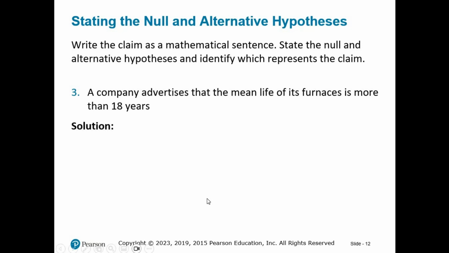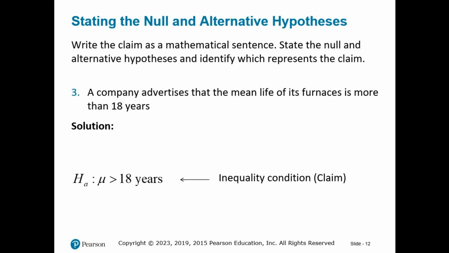Well, the claim states more than 18 years, so it's an inequality, which means we're doing the alternative hypothesis first and using greater than. And we're talking about the mean, so it'll be mu. So H sub A is mu is greater than 18 years, and this is the claim. Then we figure out that the complement to that statement is that H naught is mu is less than or equal to 18 years. Nicely done.